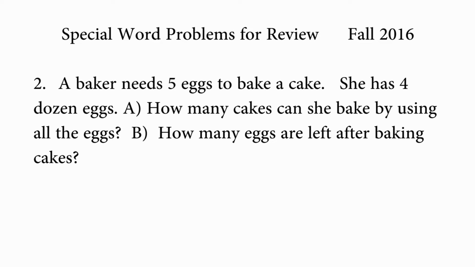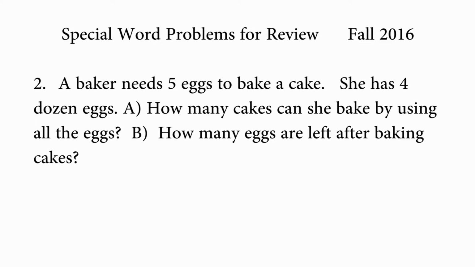She has 4 dozen eggs. And if you remember, there are 12 eggs in a dozen. She has 4 dozen eggs. First question, A, how many cakes can she bake by using all the eggs? B, how many eggs are left after baking the cakes? Okay, so we're starting out with a problem where we know that every group of 5 eggs bakes a cake. We know we're starting out with 4 dozen eggs, and we want to find out how many cakes, whole cakes, we can bake by using these eggs.